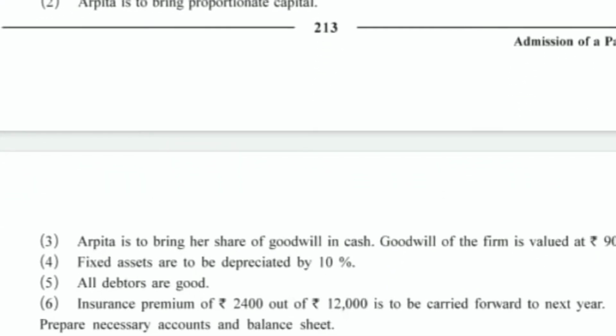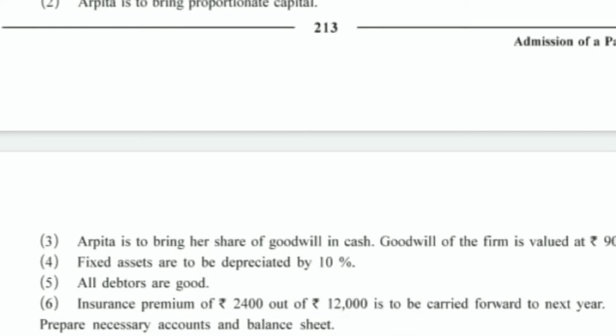Arpita is to bring her share of goodwill in cash. Goodwill of the firm is valued at ₹90,000. Fixed assets are to be depreciated by 10%. All debtors are good. Of the insurance premium of ₹2,400, ₹12,000 is to be carried forward to the next year. Prepare the necessary accounts. Go through the question once again, and then look into the solution.